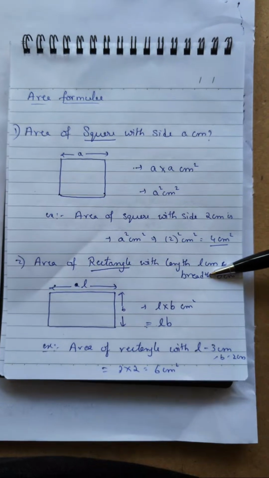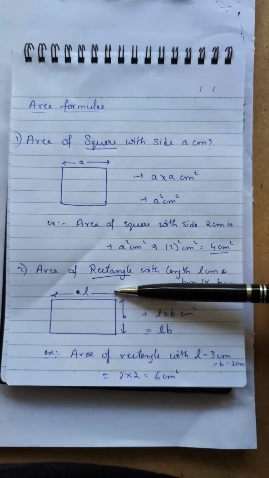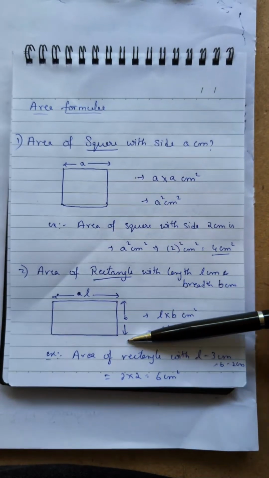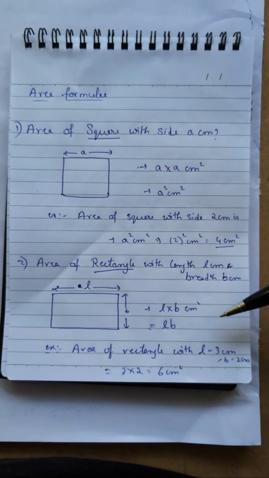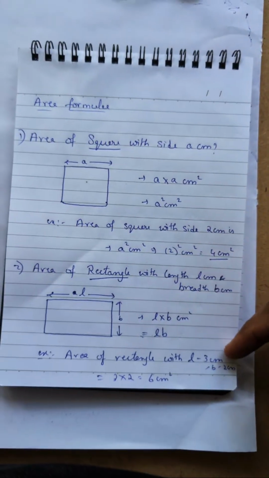So let's see what is area of rectangle with length L centimeters and breadth B centimeters. Suppose this is a rectangle here which is of length L and this is of breadth B, then the area will be given as L into B centimeter square, that is square units. So area of rectangle equal to 3 into 2, so here it is 6 centimeters square.